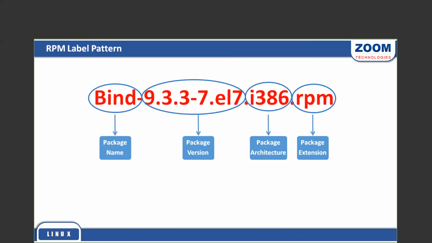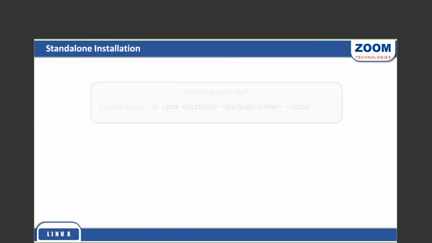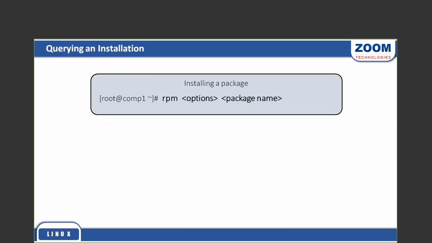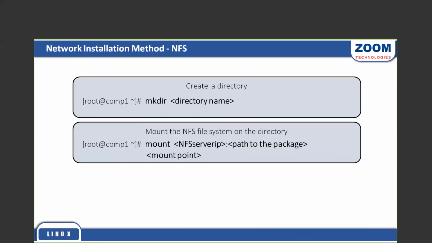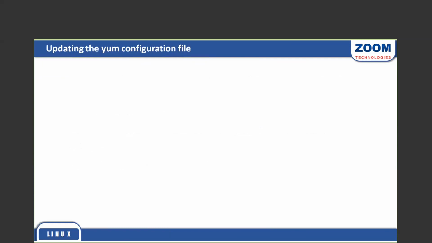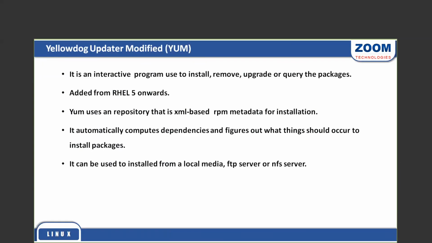Now I'm going to yum. I'll show you practically also, don't worry. So yum full form, here you can find, is Yellowdog Updater Modified. With yum also we can do mainly four things. What we are doing with RPM, the same four things we can do with yum also: installing, updating, removing, checking the package. But yum was introduced from which version? RHL 5.